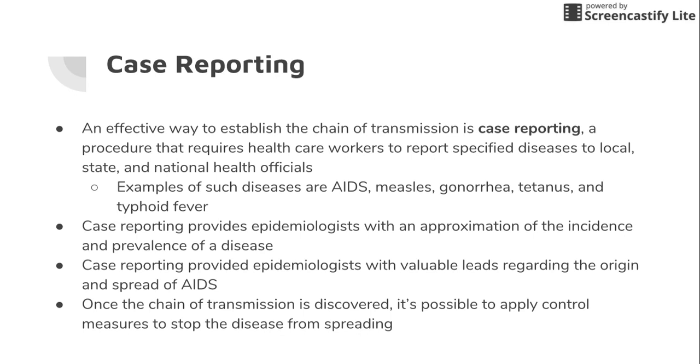So establishing the chain of transmission for a disease is extremely important. Once known, the chain can be interrupted and slow down or stop the spread of the disease altogether. So case reporting provides epidemiologists with approximation of incidence and prevalence of the disease. Again, how many new cases there are and how many combined cases there are, and that's going to help them decide whether or not to investigate a disease.